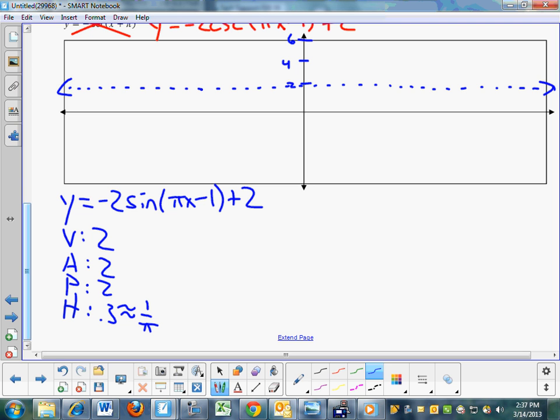Period is 2, so this is a really wide graph. I'll break it up in a little bit smaller pieces here. Where's it going to start? Negative 2 sine of pi x minus 1 plus 2. Does it start at center or top or bottom? Starts at the center. And so the center in this case is going to be 2.